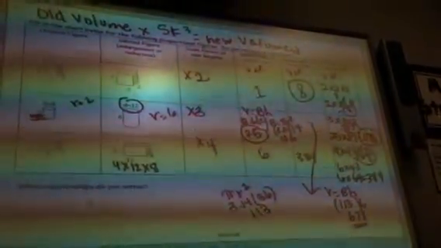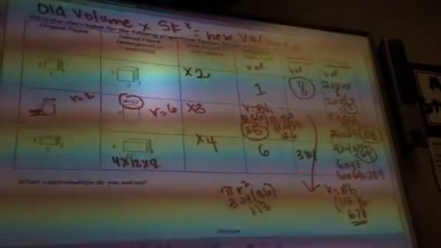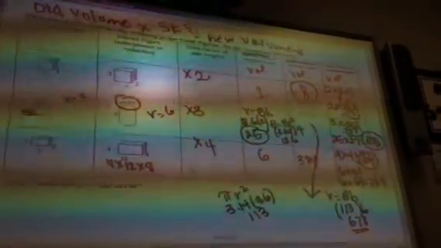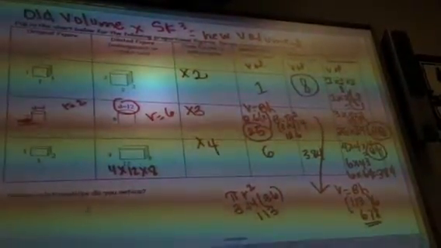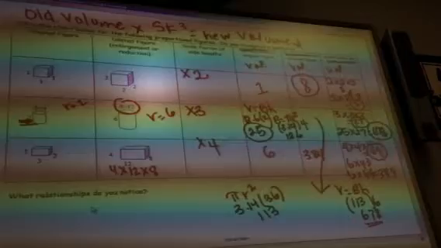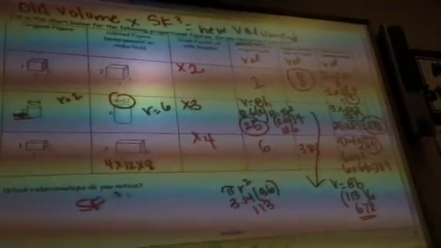Now, what relationship do you notice when you did this? Chase? Scale factors are plus. Do what? The scale factors are all like plus 1. Okay, so the scale factor is always cubed. That's what we notice, the pattern.